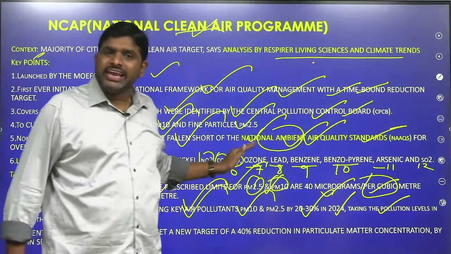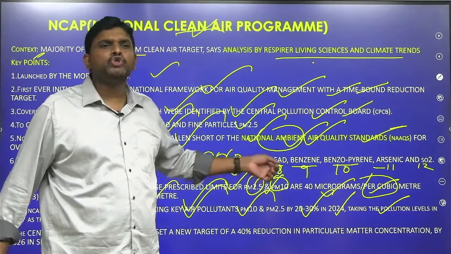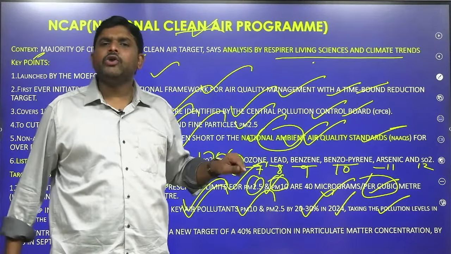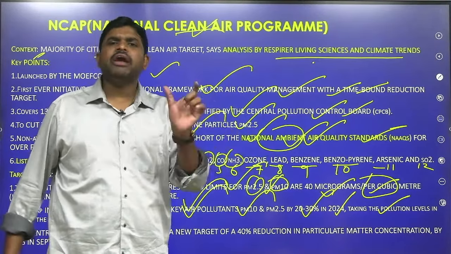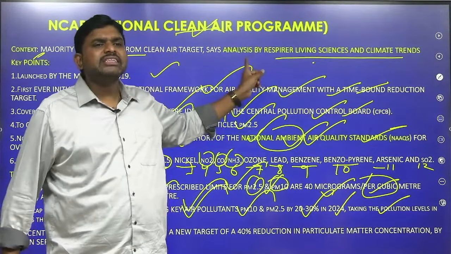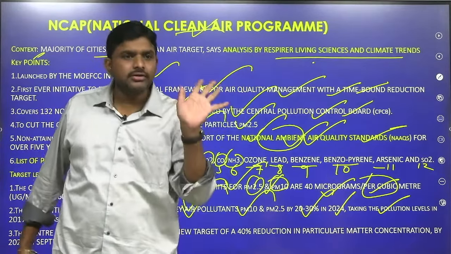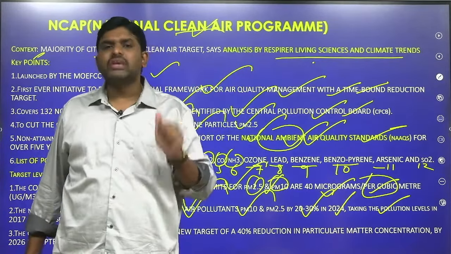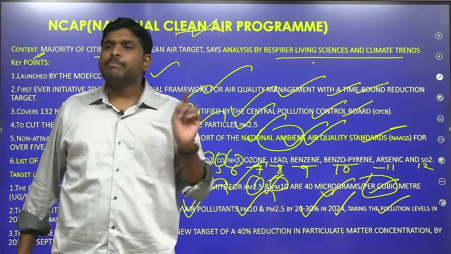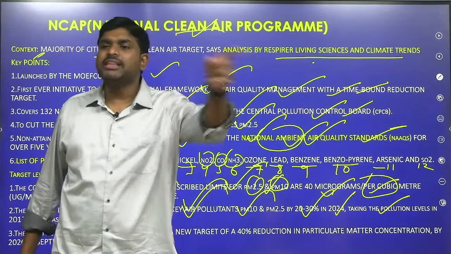So already we have NAAQS. So NAAQS we are unable to, why? Because 12 chemicals are there. So it is outdated. Under NAAQS, we made a term called non-attainment cities. Again, when we came up with NCAP in 2019, not a single non-attainment city is maintaining the standard. What was the target? Fixed. As per 2017 level, by the year 2024, PM10 and PM2.5 should be reduced by 20 to 30%.